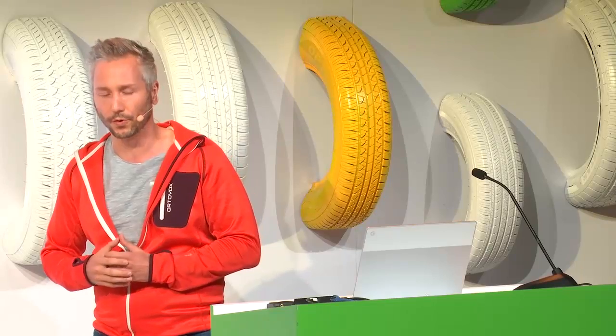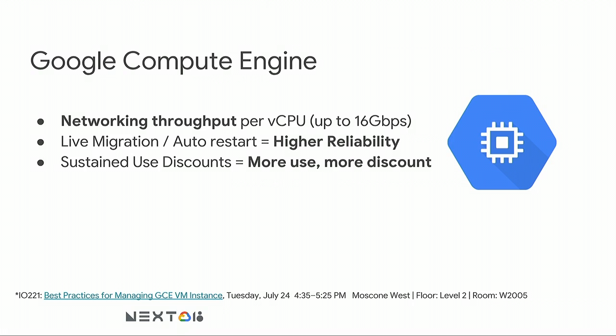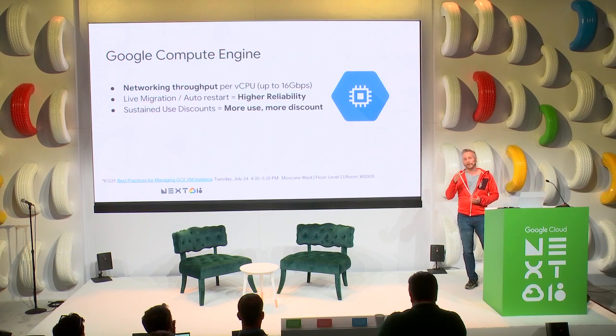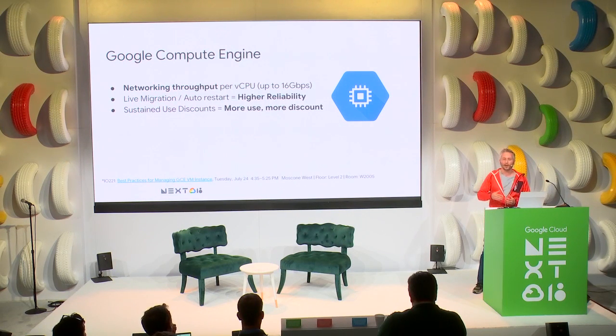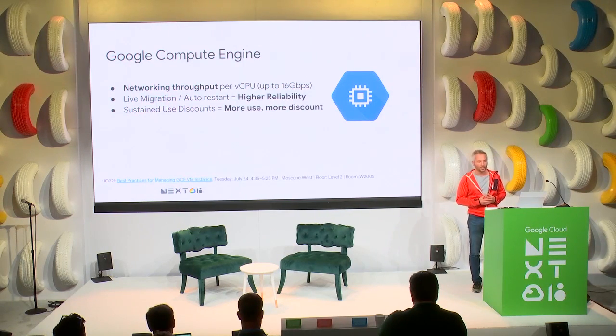So let's talk about compute. What you have to remember is that the network throughput scales with the number of CPUs, maxing out at 16 gigabits per second. Through live migration and automatic restart, we can provide you with higher reliability. That means that during a software or hardware update, the VM is moved to another host transparently. This gives you better resilience for all levels below the operating system. Through sustained use discounts, a customer only pays for what they use, meaning the longer they use a resource in a month, the more discount they get.